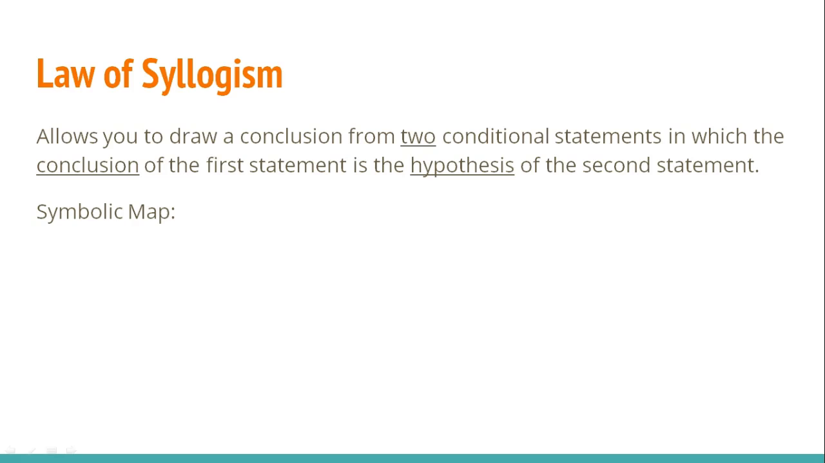So if we used our symbolic map again, we could say if P, then Q. And once again, the conclusion of the first one has to be the hypothesis of the second one. So if Q, then R. We'll use just a second letter. And what we can do there is draw a conclusion that, therefore, if P, then R. So if P then Q, if Q then R, therefore if P then R. It's a little bit of a connection there, and it takes a couple examples to really see what this looks like.